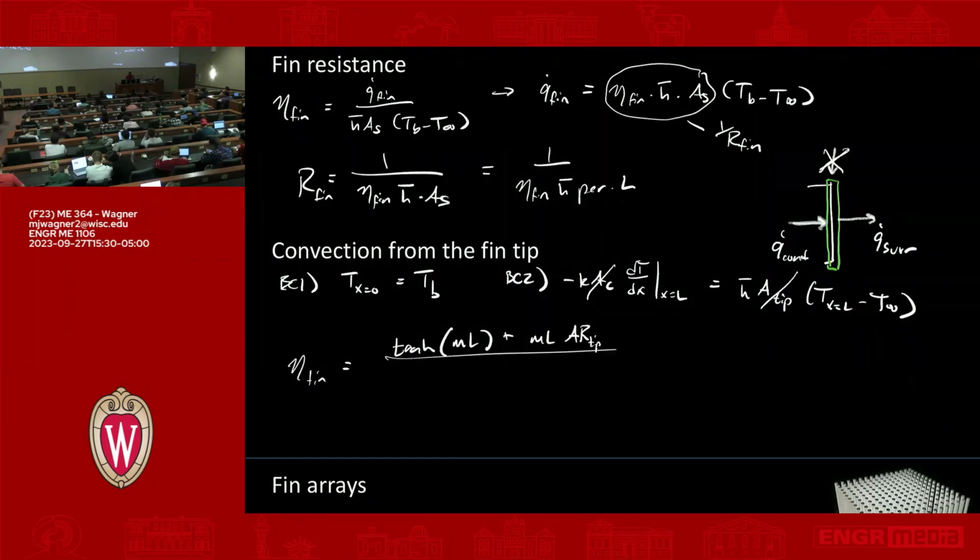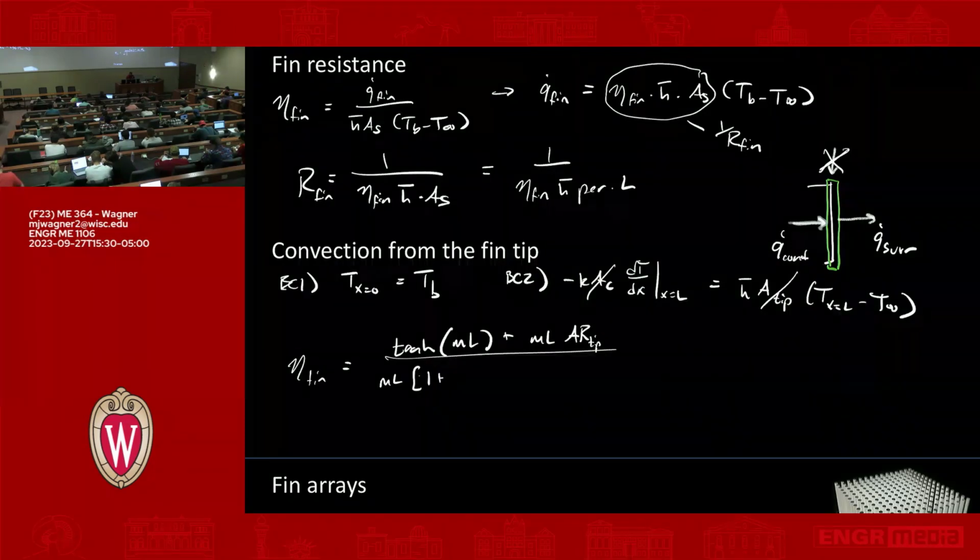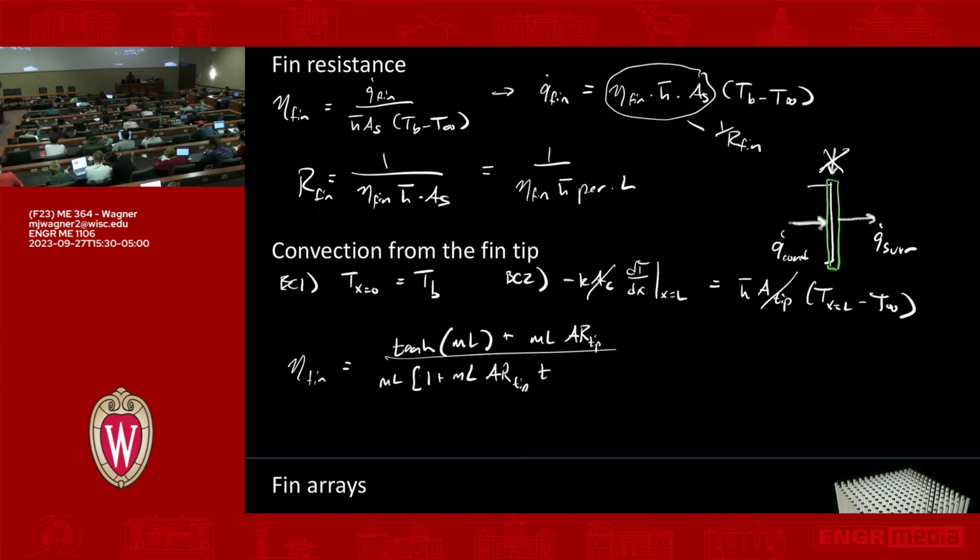I'll give you that in a second. And that's all divided by ml times the quantity 1 plus ml AR tip, tanh of ml, and then times 1 plus AR tip. So then this AR tip thing, AR tip, is AC over perimeter times L.